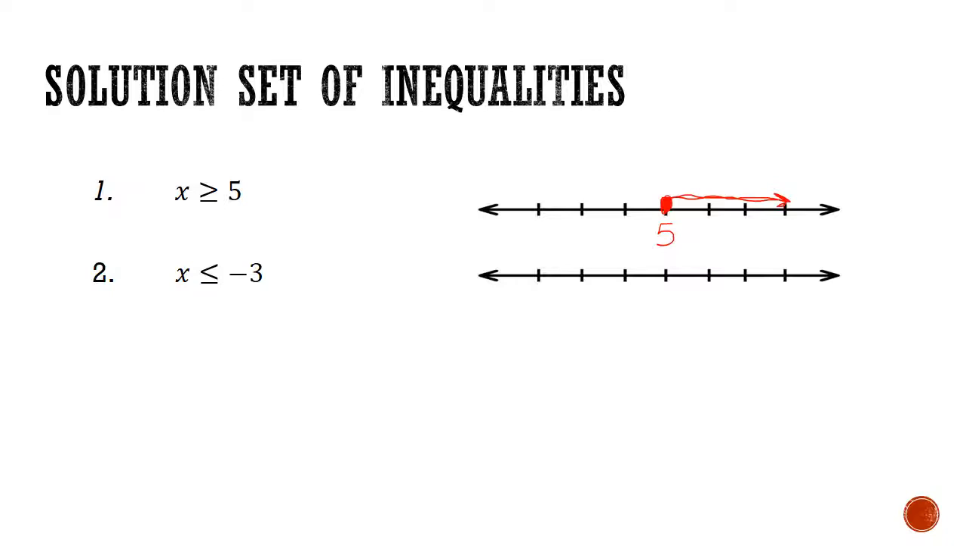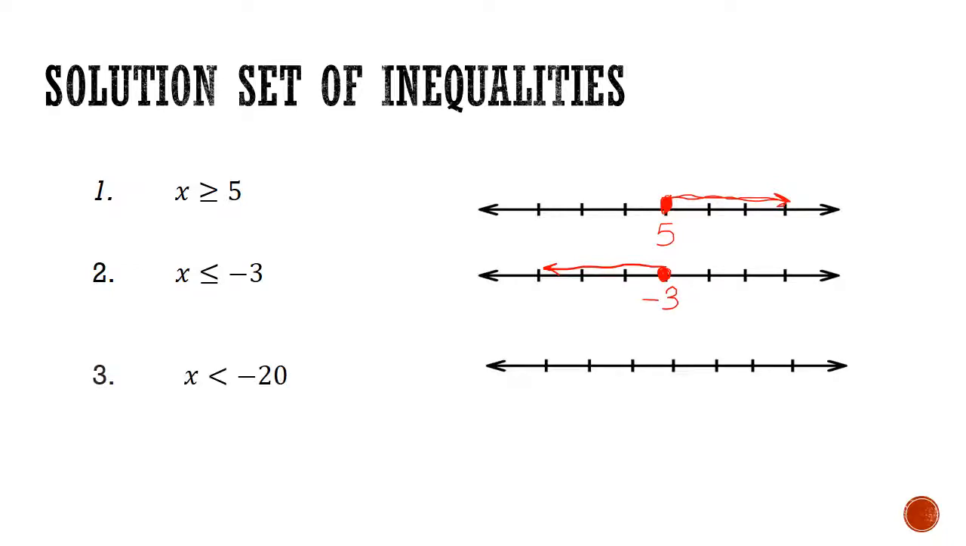Now, in the second inequality, we have x less than or equal to -3. Again, this is a solution set. That means I'm going to represent the solution by graphing -3 here in the middle of the number line. I'm including -3 in the solution set. So the solution set includes -3, but it also includes every single number less than -3. That's why I'm going to shade to the left side of the circle.